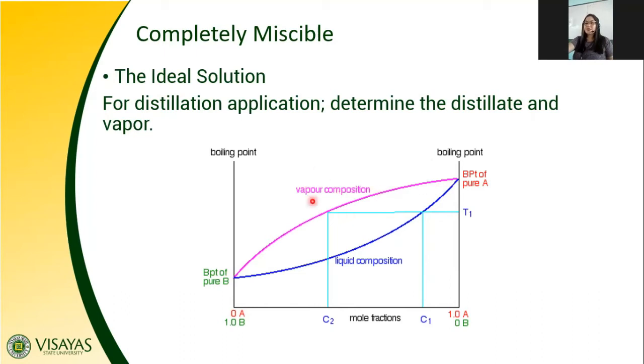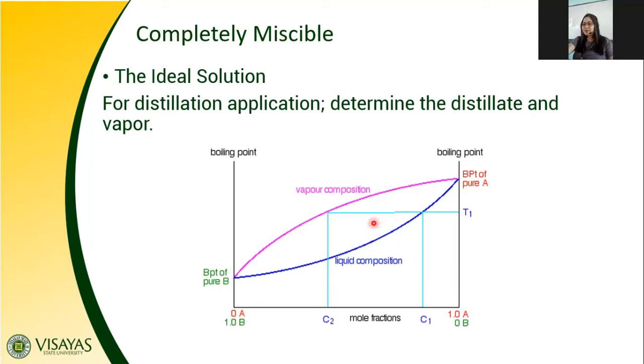Okay, this represents the vapor composition of the system, and this blue tie line here represents the liquid composition of the system. And this part in between the vapor and the liquid composition is where you have your equilibrium. It means you have two phases that exist here, which are the vapor and the liquid phase.